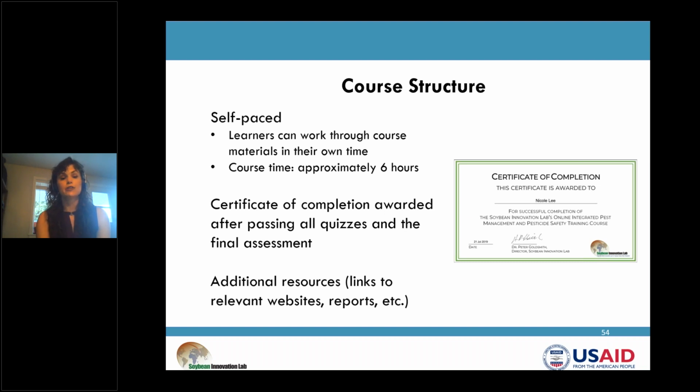And in addition to the certificate of completion, you also have access to a number of different resources. We include links to relevant websites. For example, a lot of CABI materials are provided, different reports that might be relevant to anyone that's interested in learning a bit more about integrated pest management and pesticide safety. Next slide, please.